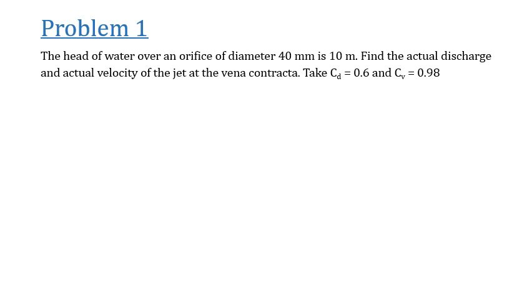So the first problem is: the head of water over an orifice of diameter 40 millimeter is 10 meter. So we have an orifice of diameter 40 millimeter and head of water from its center is 10 meter. Find the actual discharge and actual velocity of the jet at vena contracta, taking CD, coefficient of discharge, 0.6 and CV, coefficient of velocity, 0.98.